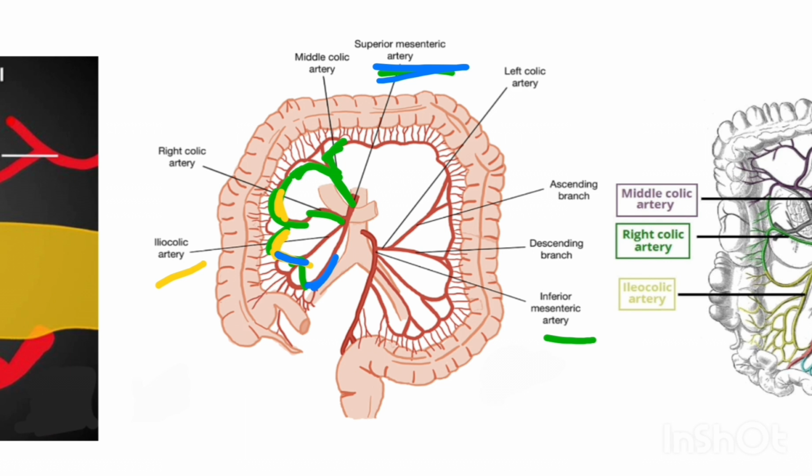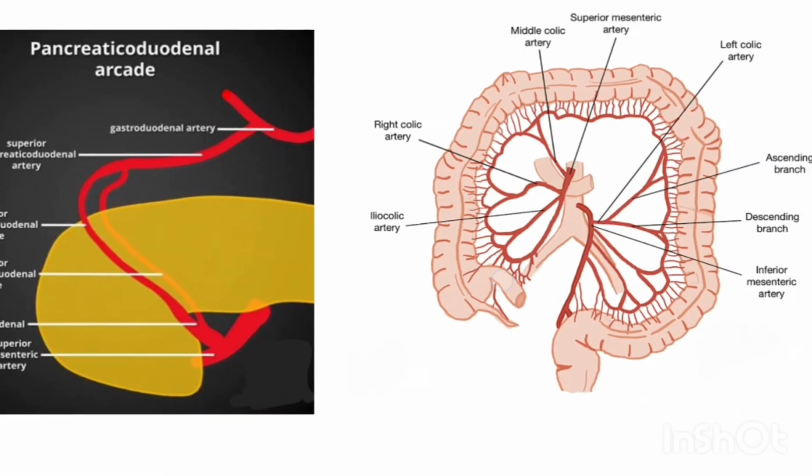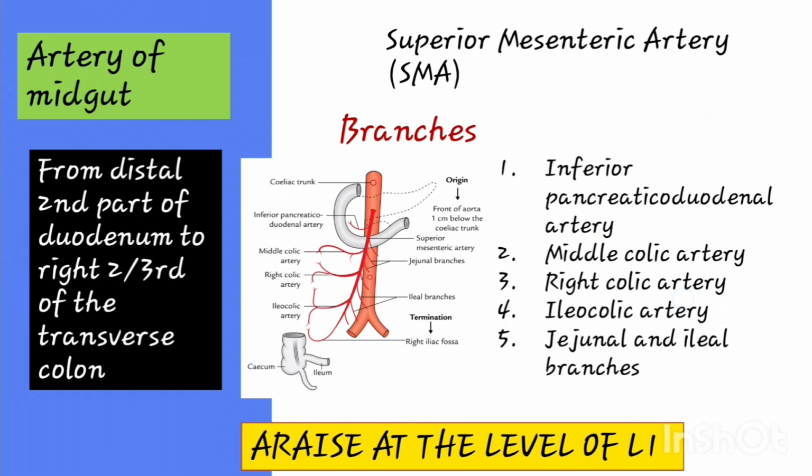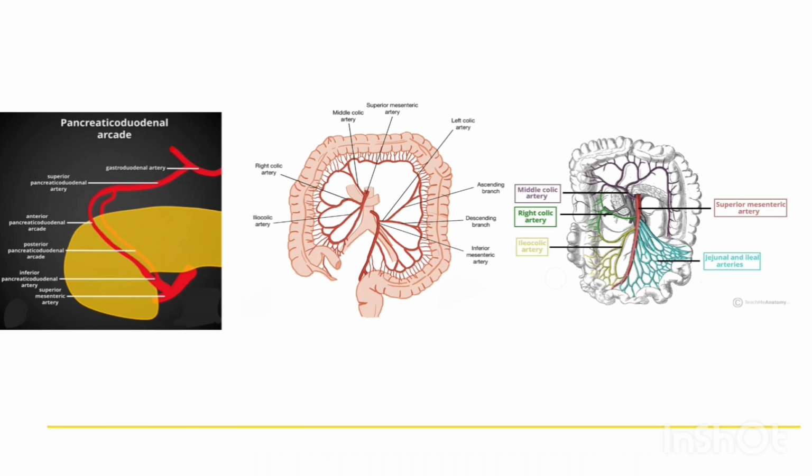And we have the last branch here, the jejunal and ileal branches. So all these branches from 1 to 4 arise at the right side of the superior mesenteric artery, whereas the jejunal and ileal branches arise in the left side of the superior mesenteric artery.